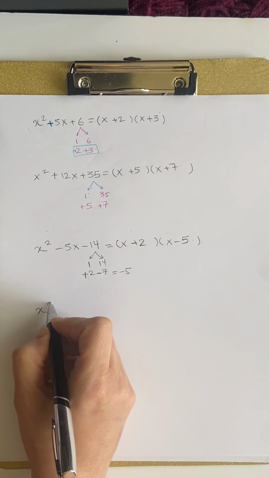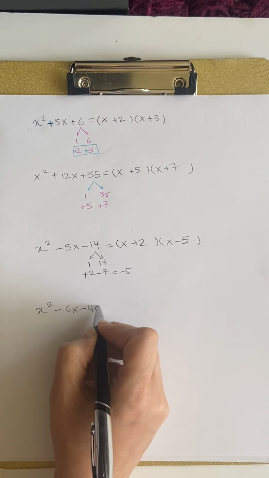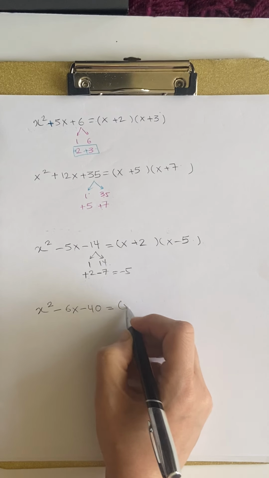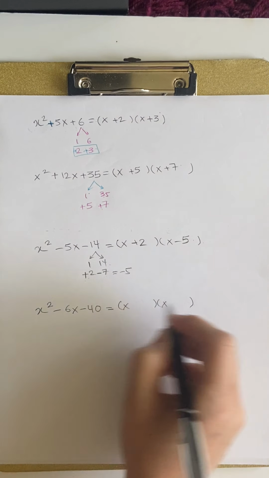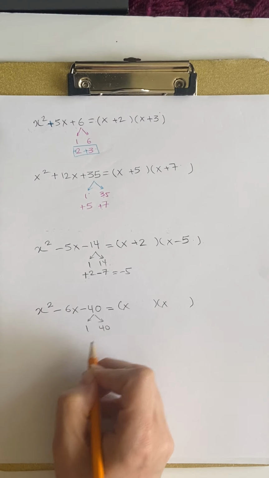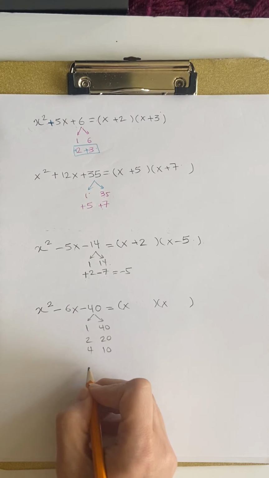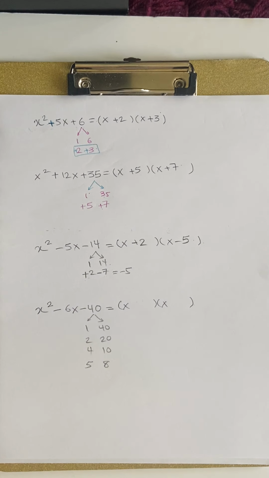If I have x squared minus 6x minus 40. It's a general trinomial. So I open it like this, and let's look at 40. 40 has too many options. 1 and 40, 2 and 20, 4 and 10, 5 and 8. That's it, right? So you don't have to list all of them. You list a bunch of them, and then you will try to construct something from that, right?